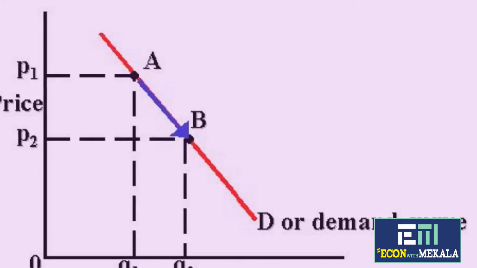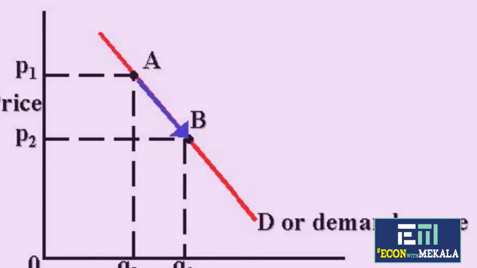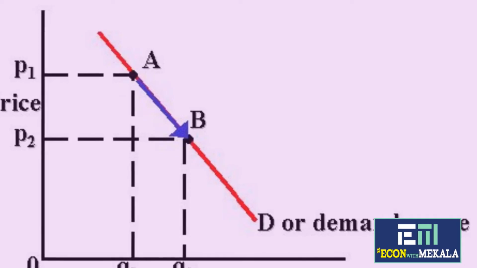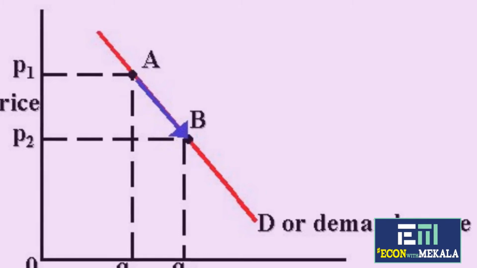A change in quantity demanded is occurring due to change in price. If you look at this graph I'm sharing with you, price is at the level of P1 where the quantity demanded is Q1. When the price moved from P1 to P2, what has happened? The quantity demanded has increased from Q1 to Q2. So you can see when there is a change in price, that made changes to quantity demanded.